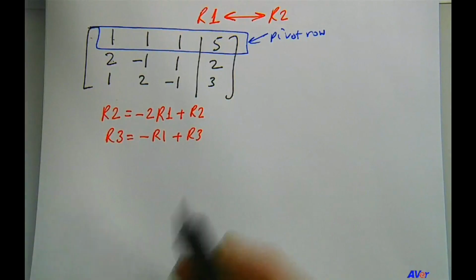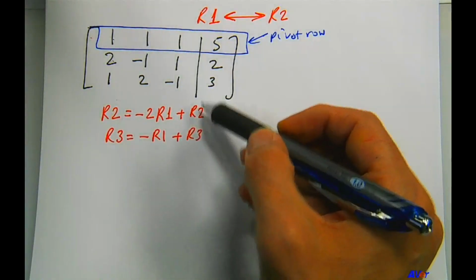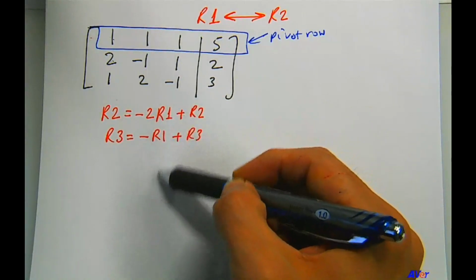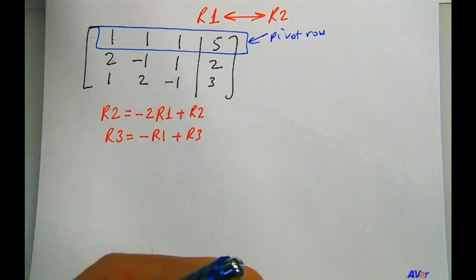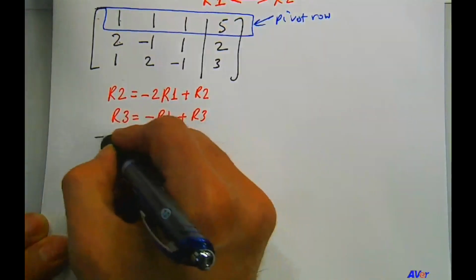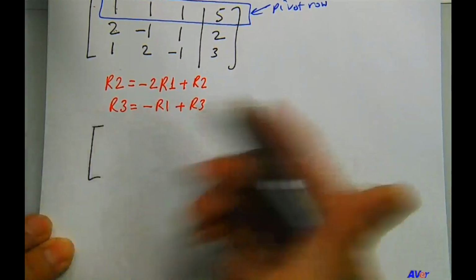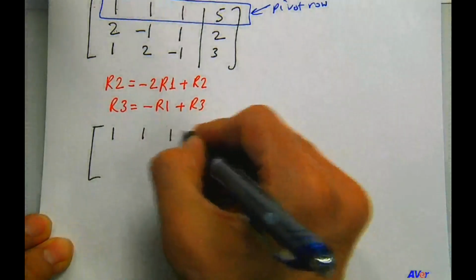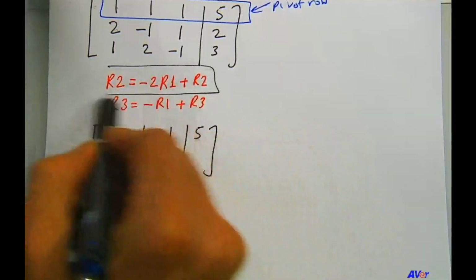Now that you know the row operations, I strongly recommend you to pause the video, use these to write down the next matrix. Once you're done, come back to the video and see what I have. Okay? So I'm assuming that you've done that and you're ready to see my solution here. 1, 1, 5. I'm going to do this row operation first.